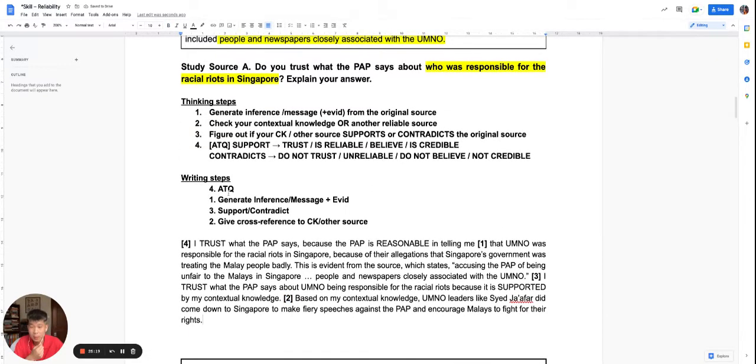Notice that the steps of writing the answer is very different from the way you think about it. The way you think about the question is first you look at the source, you generate inference, you check your own contextual knowledge, then you figure out if your contextual knowledge supports or contradicts, and finally you ATQ. But when we write the answer, we start with the ATQ. We go straight to the ATQ. And then we go into the inference, the evidence, we do the cross-reference, support or contradict, and we establish our contextual knowledge or the other source answer. Okay, so I hope that's clear.